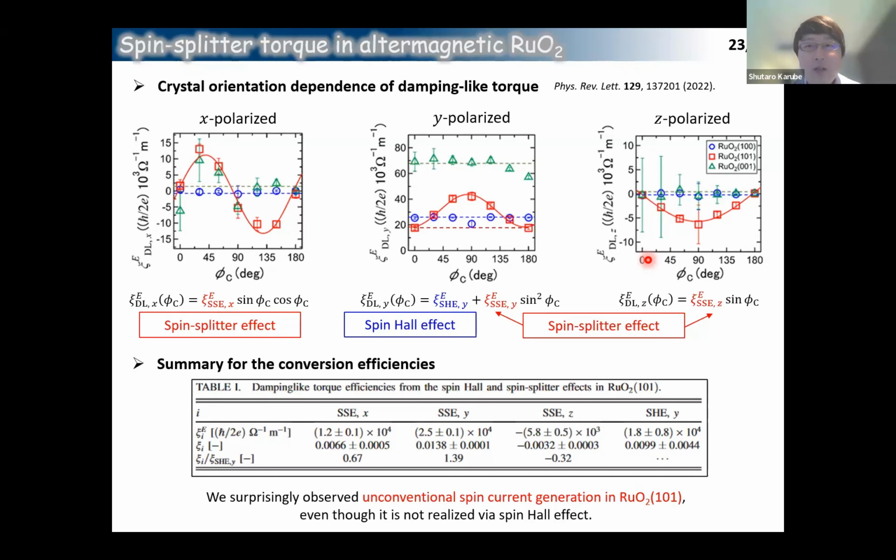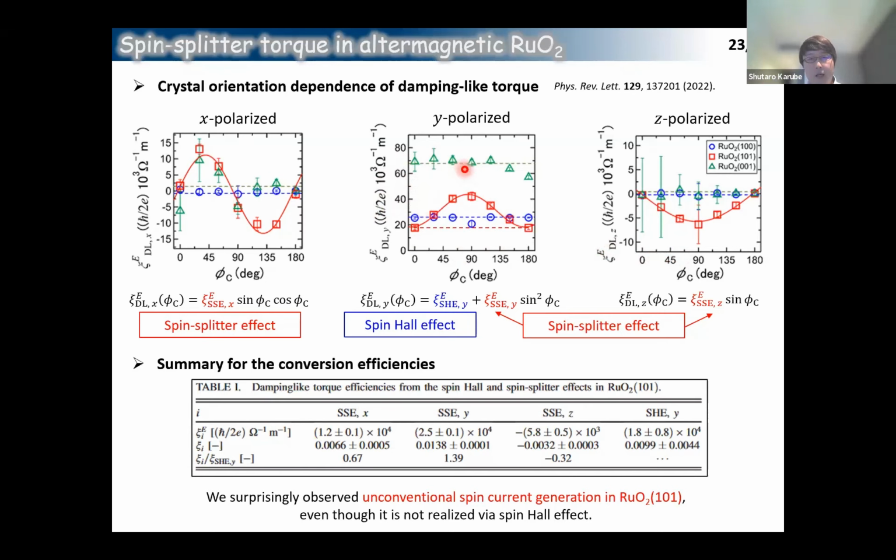So, let's go back to the results. These results are on the ruthenium dioxide 100, 101, and 001 samples, along with varying the current direction with respect to a specific crystal direction, phi c. They have yielded valuable insight into the spin polarization component. It is intriguing to note the finite value observed for the Y component in all cases, as shown here.